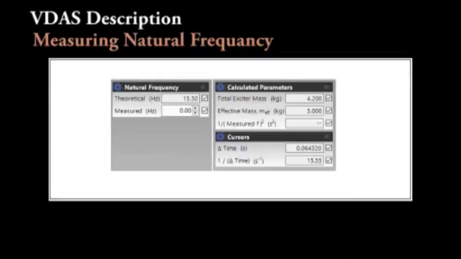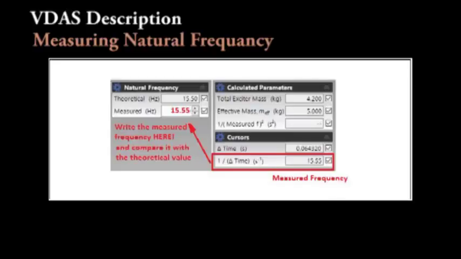In some cases, you need to enter the measured natural frequency values in the measured value cell in the natural frequency section on the VDAS screen. You can compare the measured value with the theoretical value calculated by VDAS.